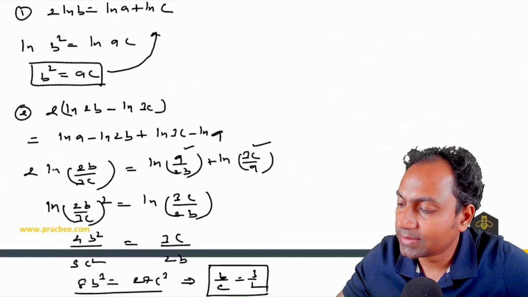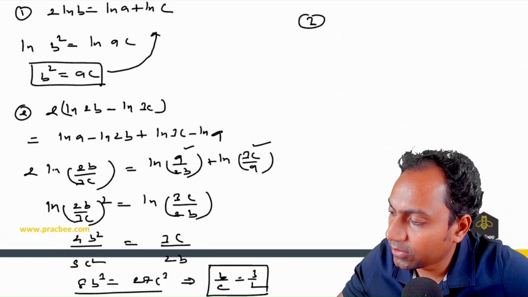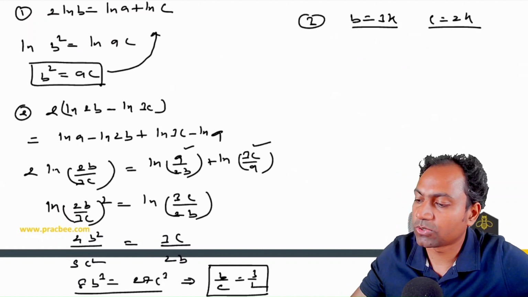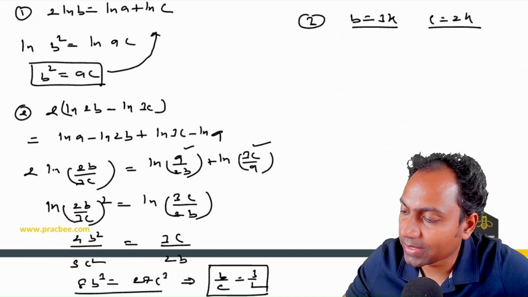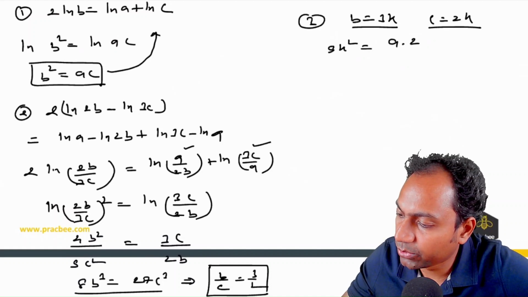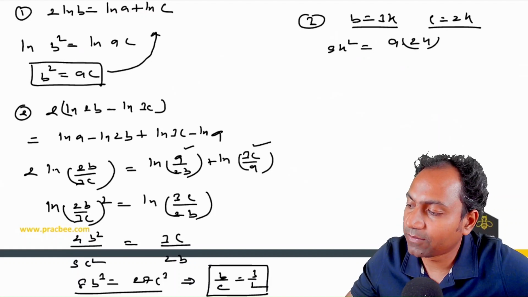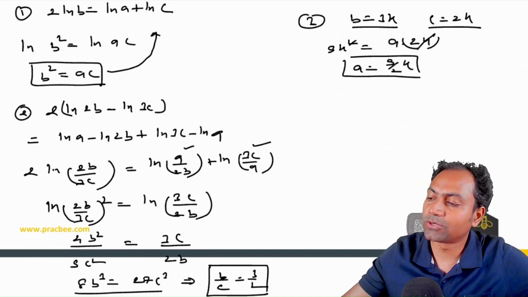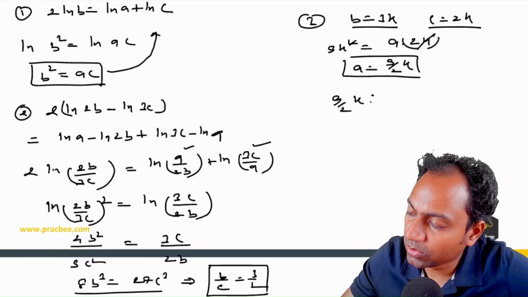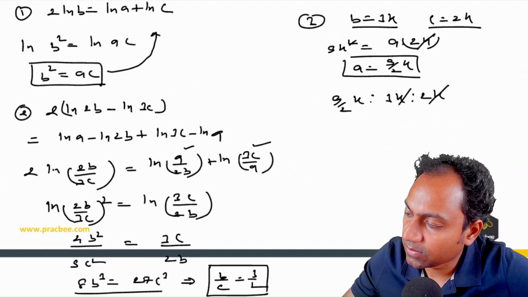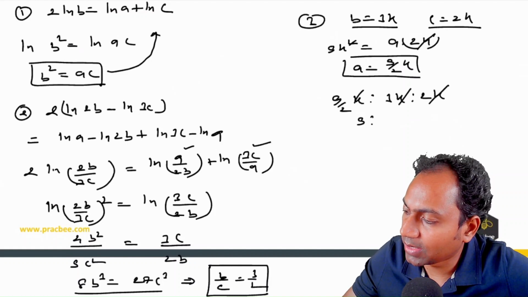Now see, if I consider for the third part the value of b as 3k and the value of c as 2k based on this ratio, and put it in the first part, what I get is nothing but 9k square a into 2k. You can see the k will get cancelled out and the value of a comes out to be 9 by 2k. So now if I want to find the ratio, it is nothing but 9 by 2k is to 3k is to 2k. So the value comes out to be 9 is to 6 is to 4.